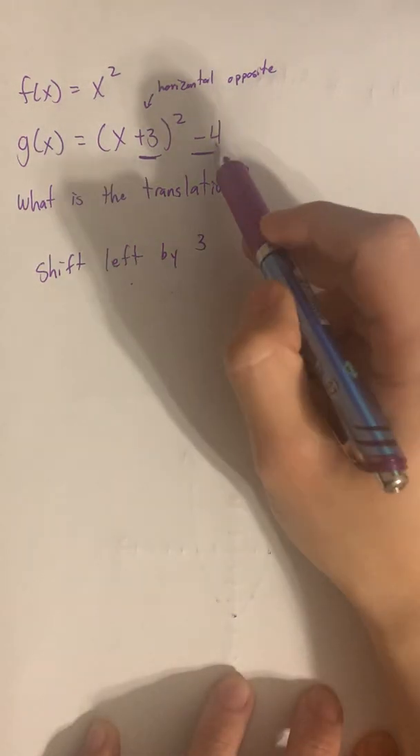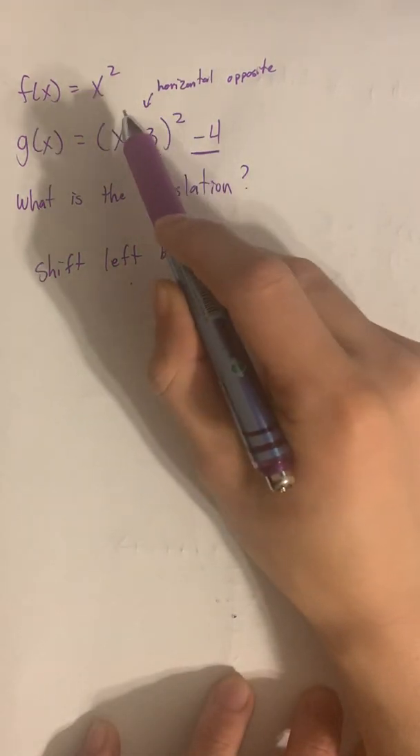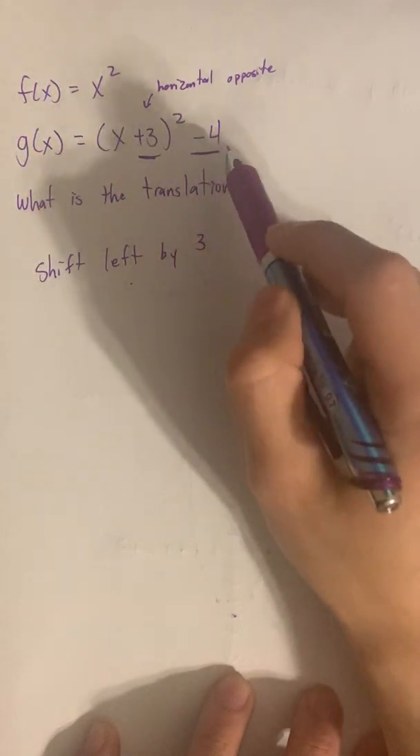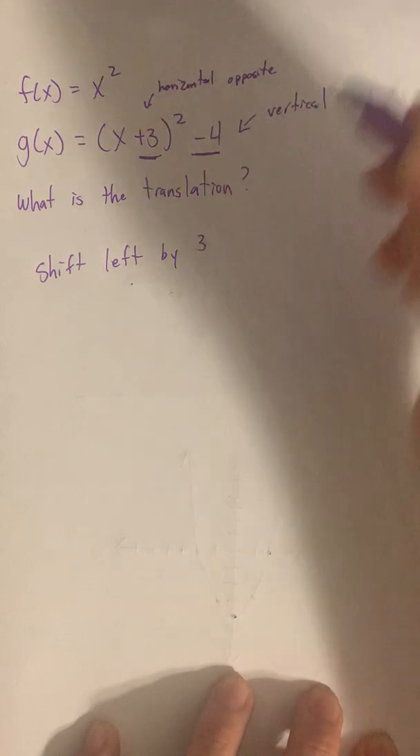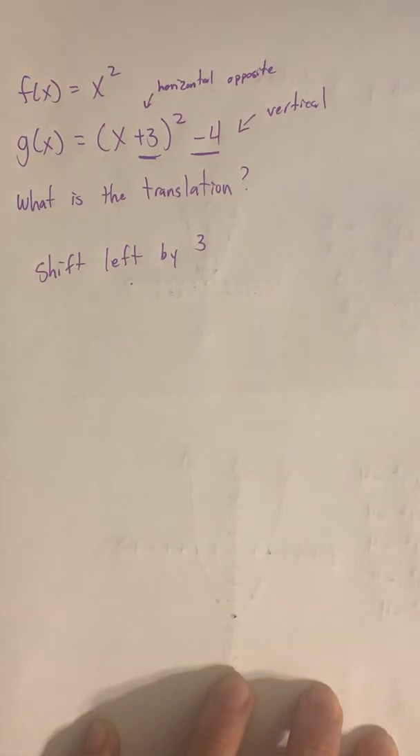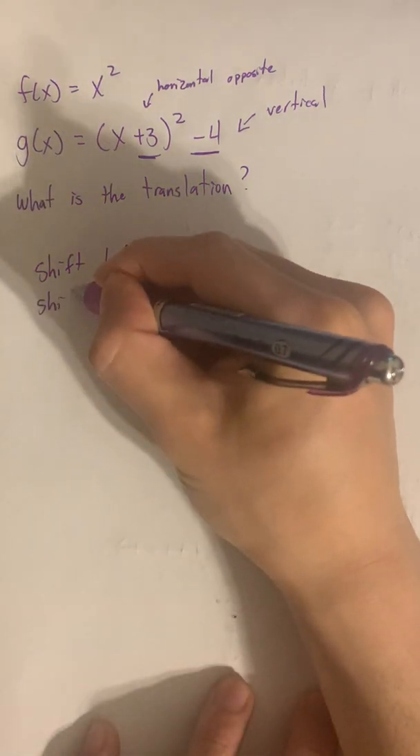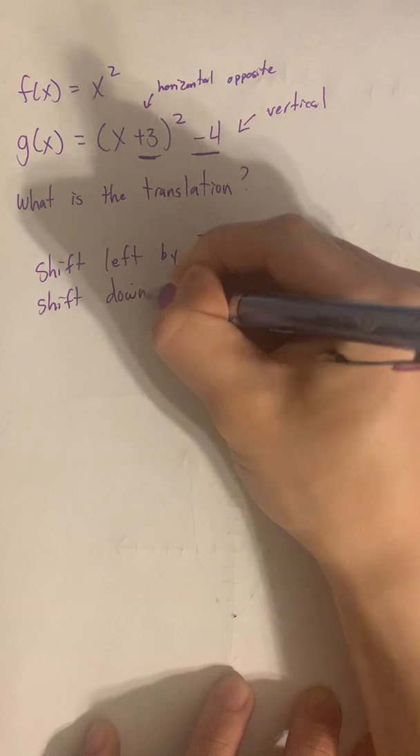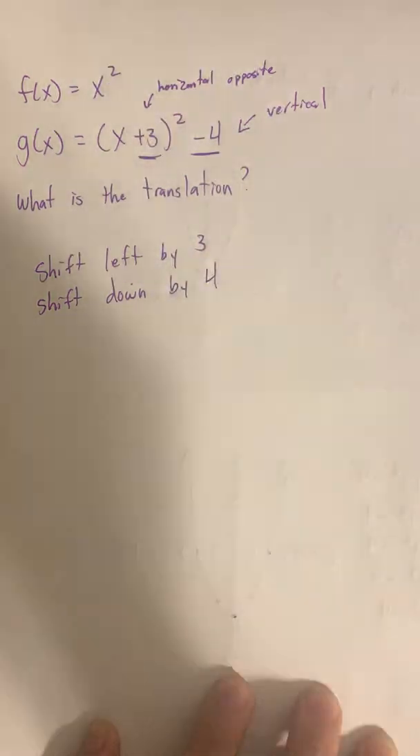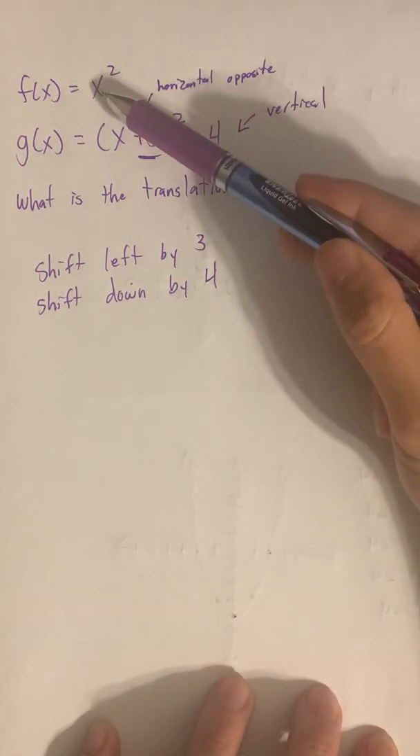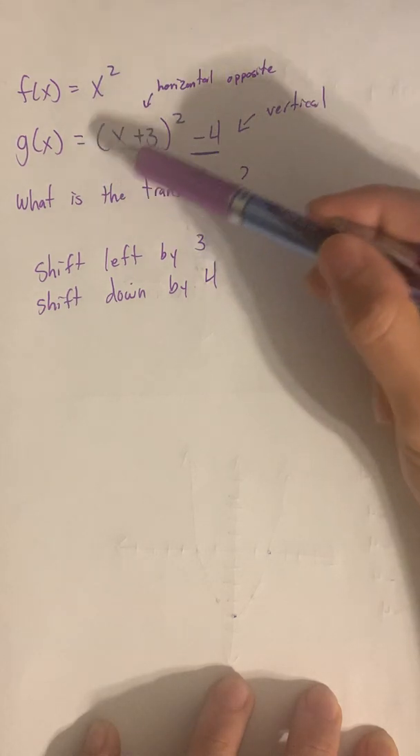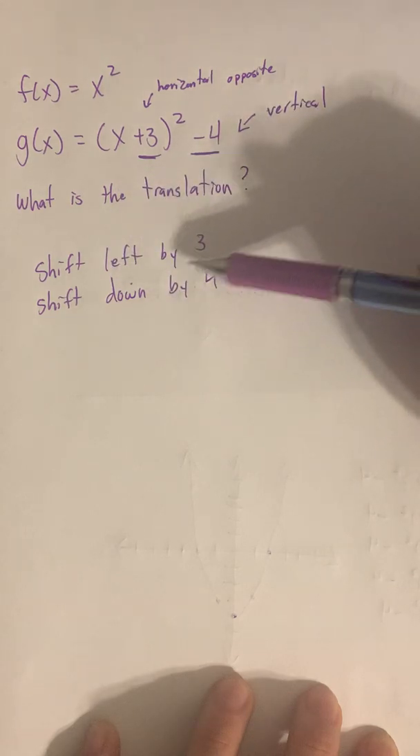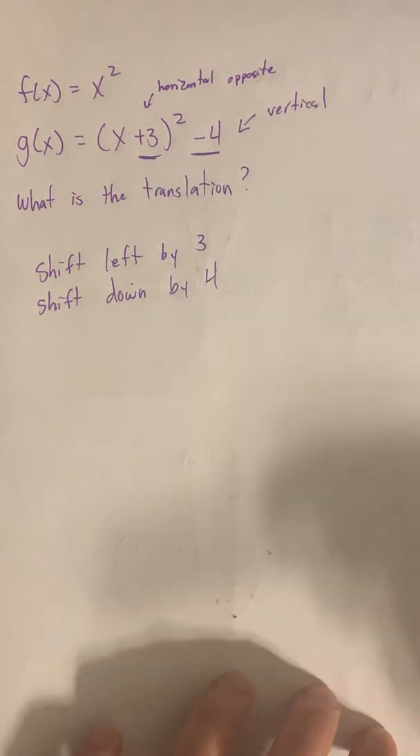All right, and then this here is towards the output. It's towards this entire thing, this x squared. So it's going to be vertical. And usually on a y-axis, minus would be going down. So it would be shift down by 4. So if this graph is given to you, you just need to shift the new one to the left by 3 and down by 4.